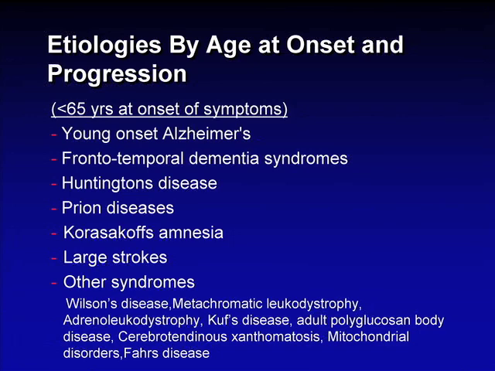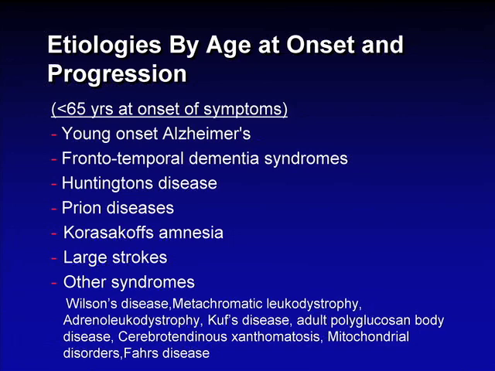For less than 65 years of age, young onset Alzheimer's is most common, but you can also have frontotemporal dementia syndromes, Huntington's disease, prion diseases, Korsakoff's amnesia after alcohol abuse, and large strokes masquerading as dementias. There is also a whole heap bag of other syndromes that you have to get into if you cannot find a clear etiology in your previous workup, including things like Wilson's disease, mitochondrial disorders, Kufs disease, Fahr's disease, and all those things that you probably have heard of.